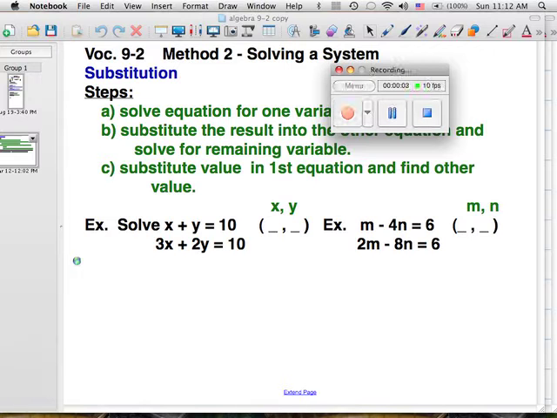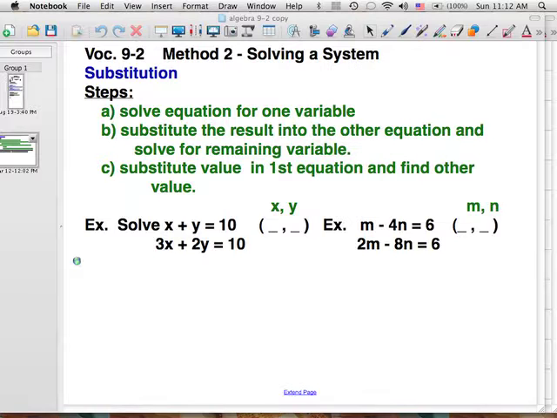We're in Chapter 9, Section 2. This is the second method of solving a system of equations. It's called substitution. This is where we have two equations. We take one equation and solve it for one variable. Then we put that into the other equation and solve for the remaining variable.